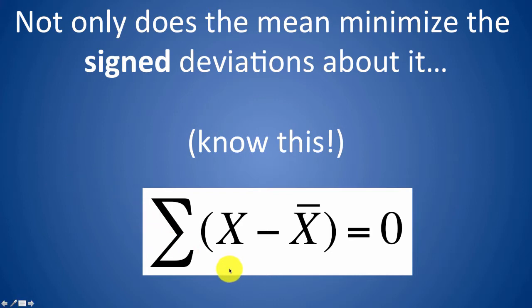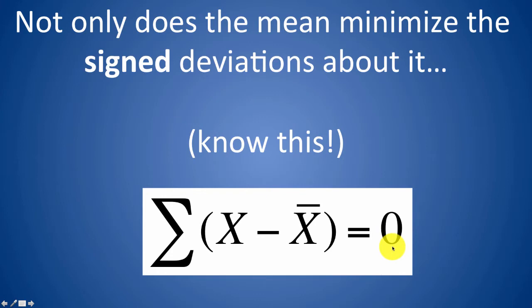Another way of saying this is we're going to go through each value of the data set and subtract the mean from it. And that's going to be a single deviation from the mean. We will keep track of sign. We'll do this for every value in the data set, then add those together. This is our sum of the signed deviations about the mean. It will always be 0.